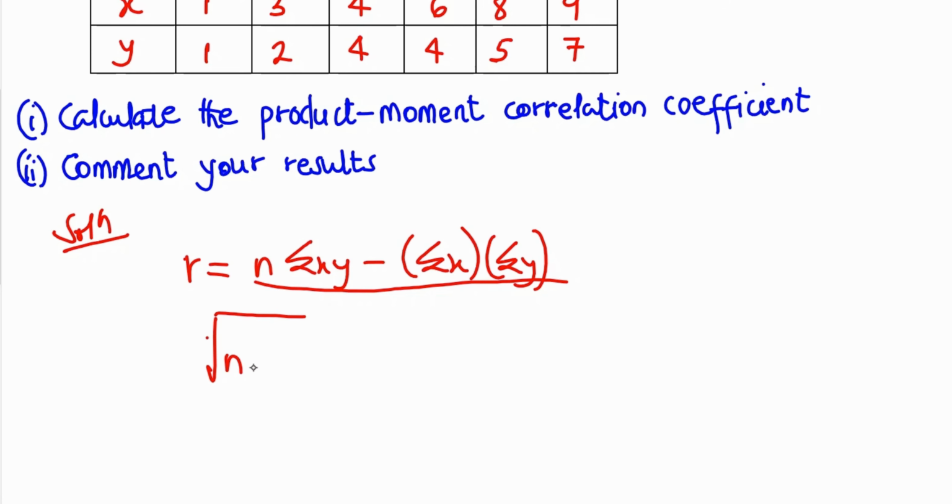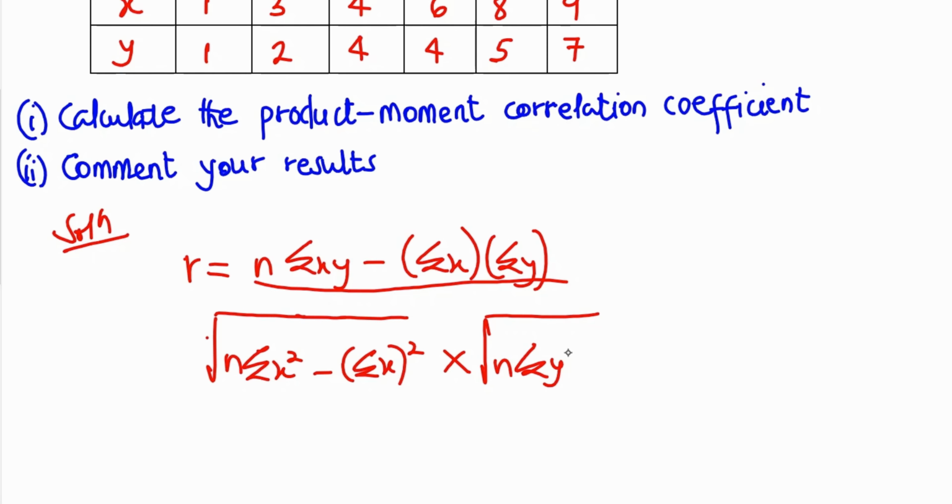minus that of sigma x all squared, multiplied by the square root of n multiplied by sigma y squared minus sigma y all squared. My sigma is not clear, so I'll clean it and write it well so that we can see. And this is the formula we'll be working with.